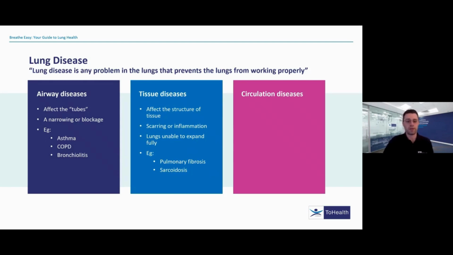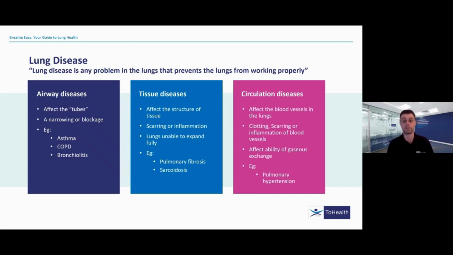And then the last one on this page are lung circulation diseases. These diseases affect the blood vessels in the lungs, so those capillaries that surround the alveoli. They're caused by clotting or scarring or even inflammation of those blood vessels. They affect the ability of the lungs, similar to the tissue diseases. It affects that diffusion process. So it affects the ability of the lungs to take up oxygen and release carbon dioxide again.